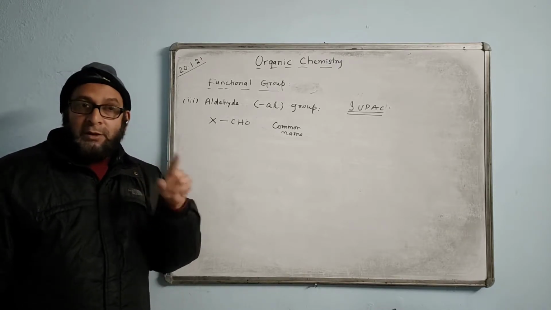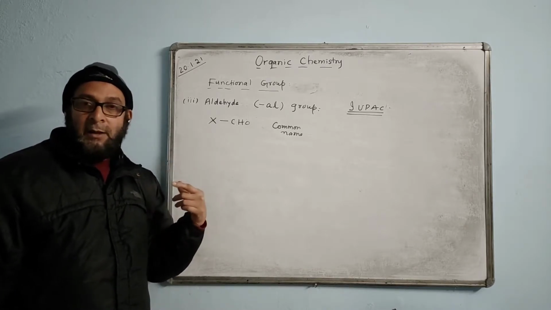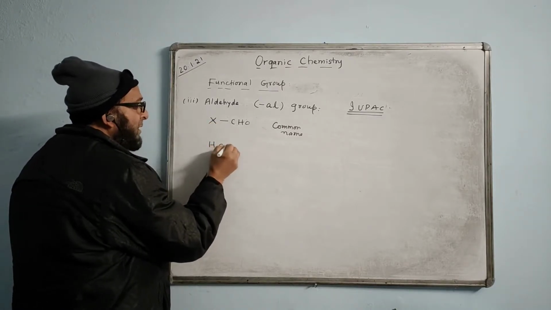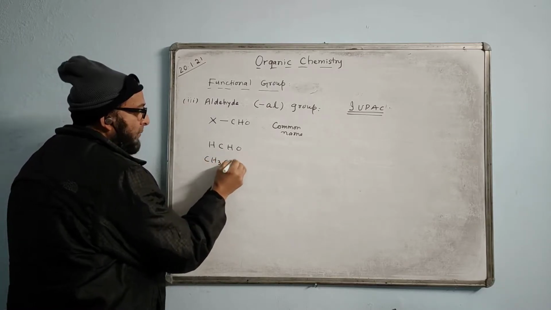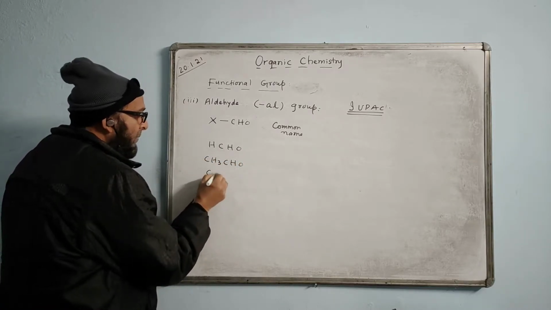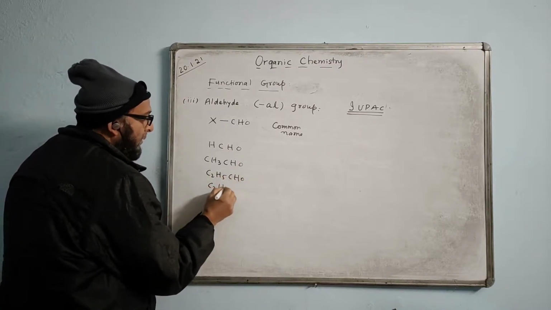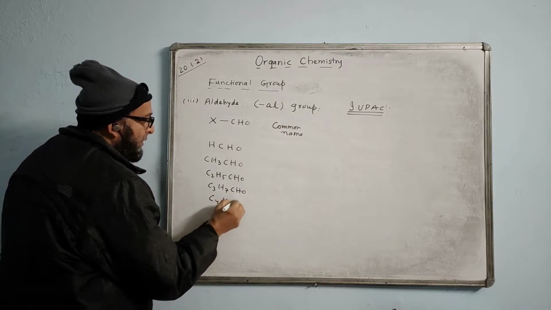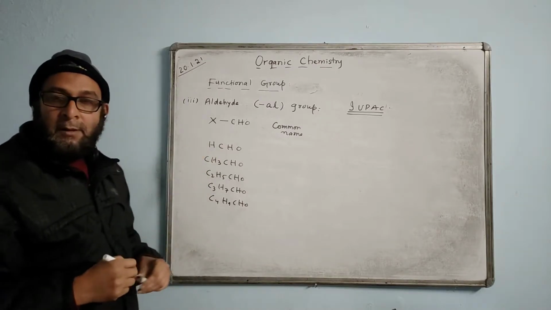Previously, with OH, the alcohol group, there was no carbon, so I started with CH3. But here, the first member I have to begin with H, that is HCHO. Now CH3 will come, so CH3CHO. Now it becomes C2H5CHO. After that, the same rule: C3H7CHO, like that. C4H9CHO will come because C is already present there. That's why it begins with H.